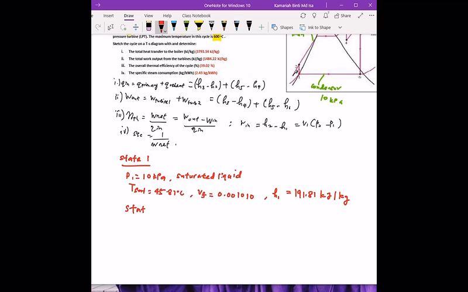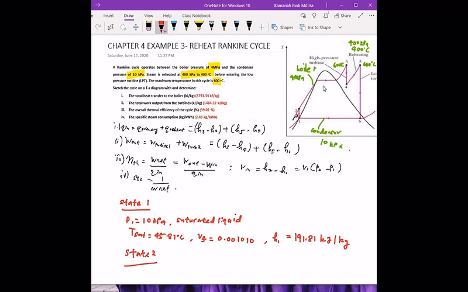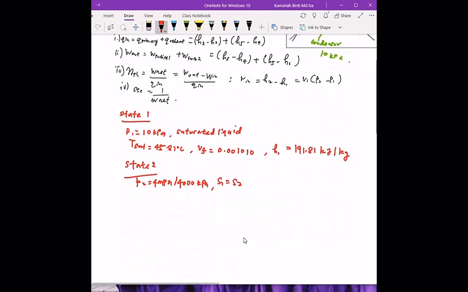Then we need to find state 2. At state 2, because it's state 2, we use this line, and the pressure is 4 megapascal, or if you want to convert it, 4000 kilopascal. Because the entropy value is the same, S1 equals S2, we can find the work in. This work in can also be used for the solution for number 3. So work in is equal to H2 minus H1.